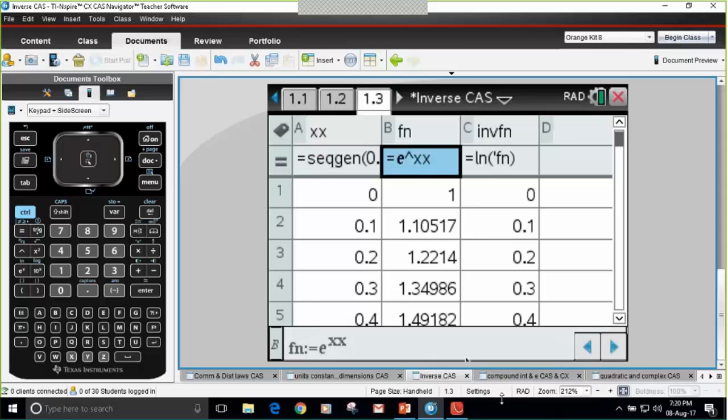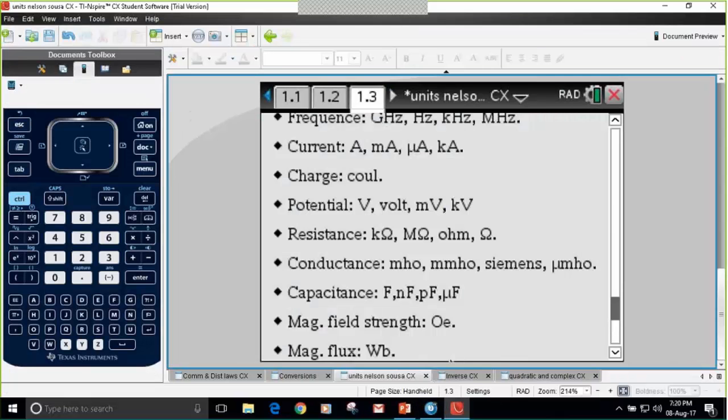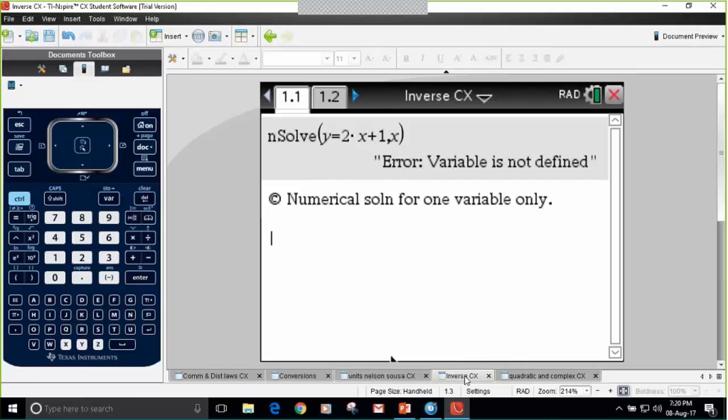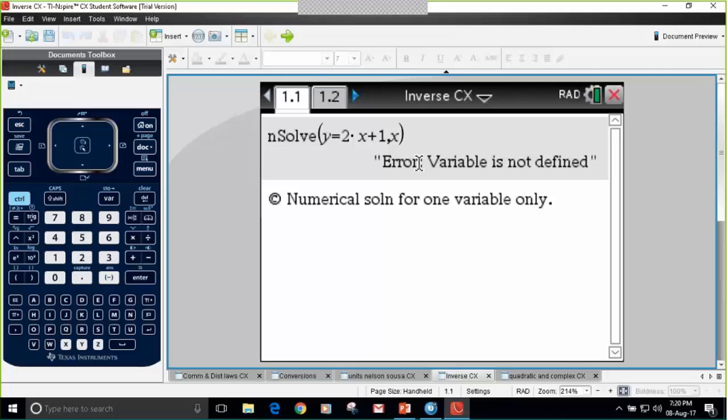If we go to the CX, the numeric calculator, and look at inverse with respect to that, because it's numeric, you only do a numerical solve, and if we put y equals 2x plus 1 in with respect to x, obviously it's going to work because you've got a couple of variables that can only do it in one variable.